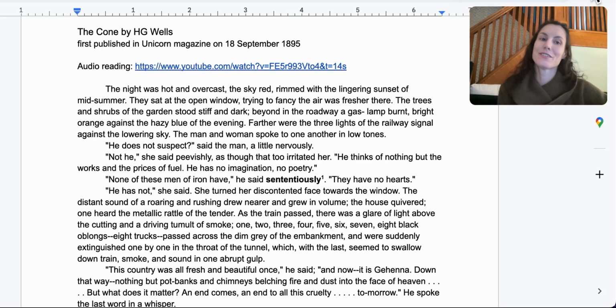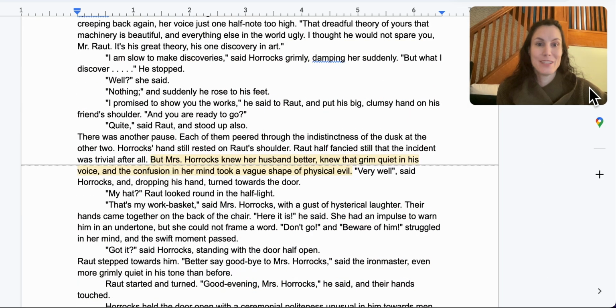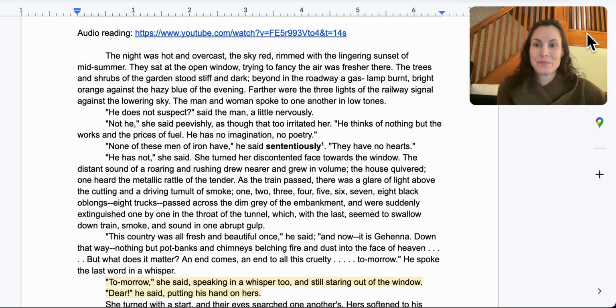So we have another story by H.G. Wells titled The Cone. Now, we can definitely find similarities between The Cone and The Stolen Bacillus. But first, we would want to identify some elements of our story here. So this story is going to be third person because our narrator is not going to be in the story. So we need to know whose point of view we have.